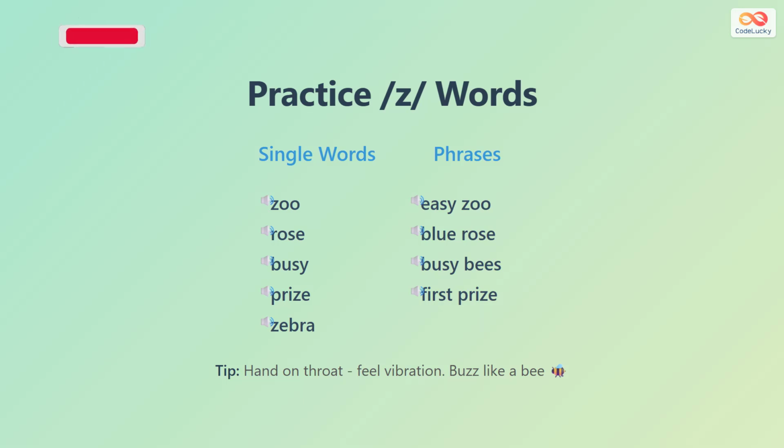We also have common phrases: easy zoo, blue rose, busy bees, and first prize. Notice how the Z sound appears in different positions within these phrases. When you practice these phrases, maintain the buzzing quality consistently.